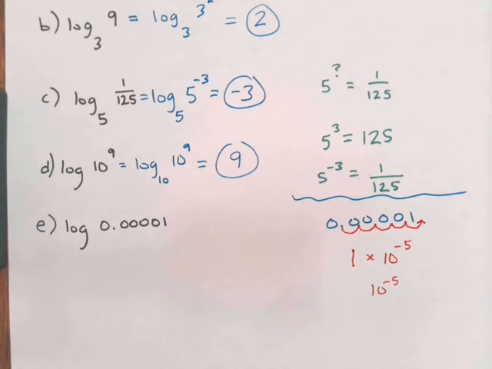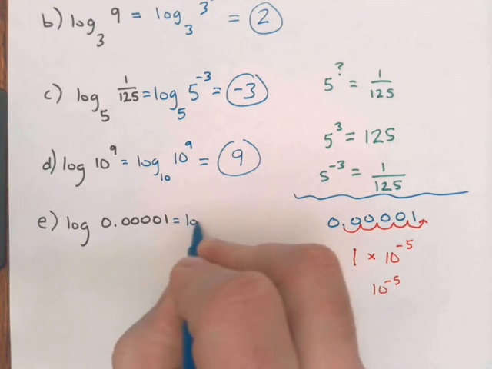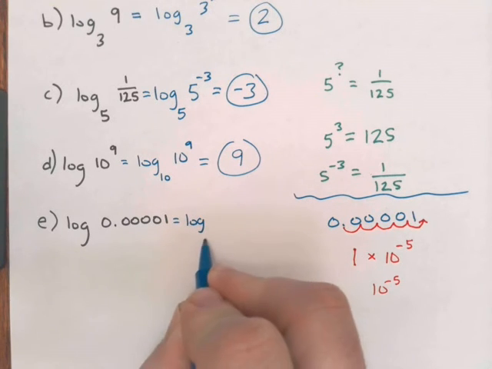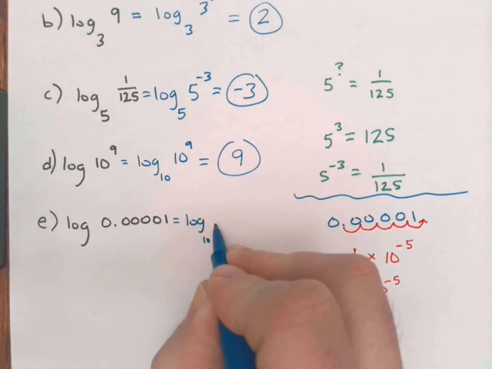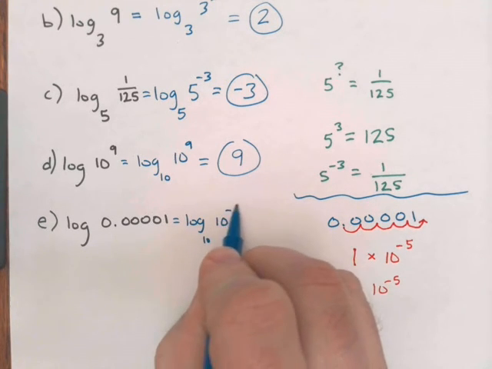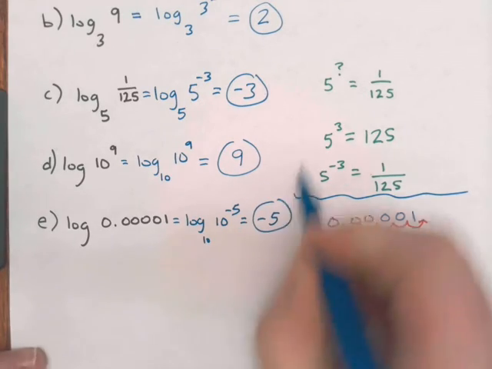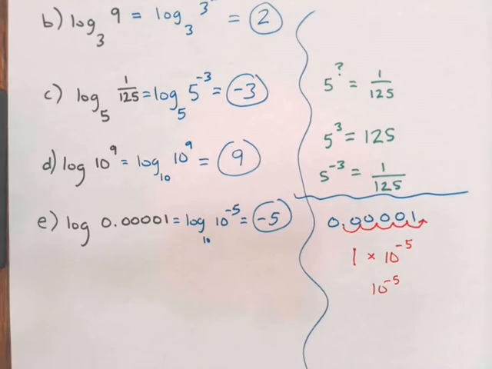So this log could be rewritten as log, and it is log base 10. So we have log base 10 of 10 to the negative 5th power. So the answer to that one is negative 5.